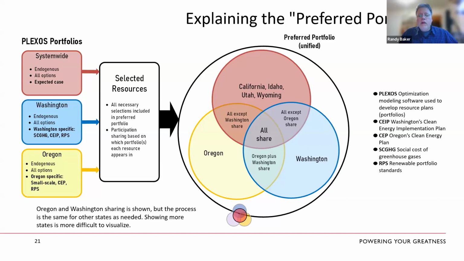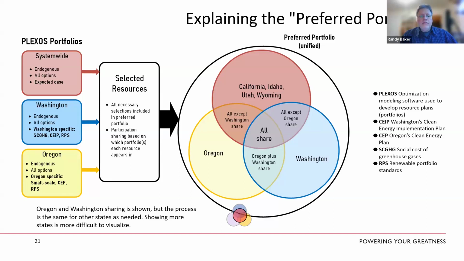The rest of it, where it falls in this Venn diagram, in those different cross sections, is really determined by what's best for that particular state. And so everybody gets represented. Everybody shares in the things that they want, and some resources will be allocated completely to one state versus another state if it was selected for them and no one else.